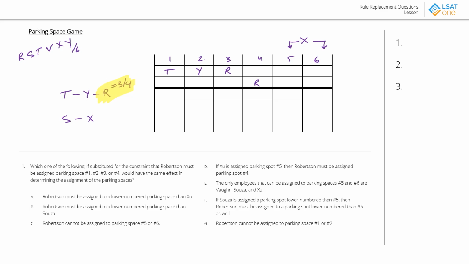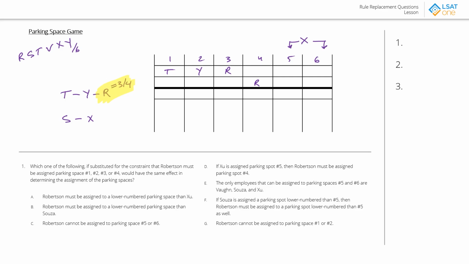Answer choice A. R must be assigned to a lower numbered parking space than X. Now, one thing that's worth noting is you'll notice answer choice A did have to be true. In fact, we do know that R had to go lower numbered than X because, as we said, X ended up going into positions 5 or 6, and no matter what, R was lower numbered. So this does kind of pass that test. It does pass the test of, did it always have to be true?